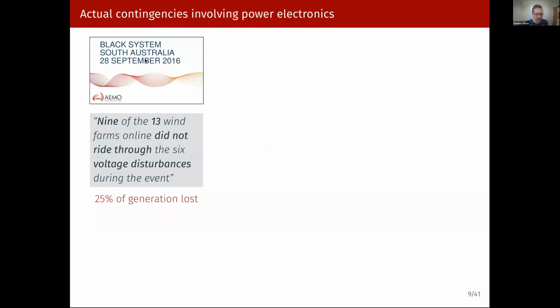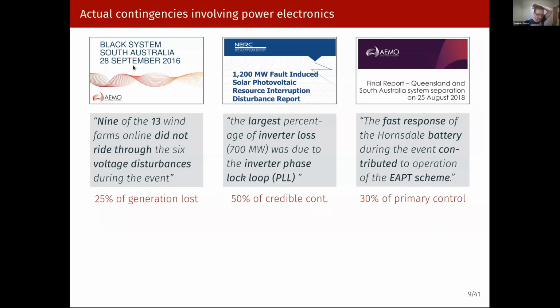So there was a massive blackout in Australia in 2016, and this was related to fault ride-through of wind turbines. There was a near miss in the Western interconnection in the US. That was already 50% of the design contingency of the Western interconnection. And this was related to an estimation algorithm in the grid following control screwing up and basically taking 1.2 gigawatts of PV offline. And there was another incident, a system split in Australia in 2018.